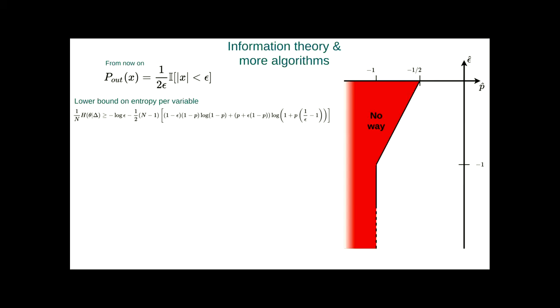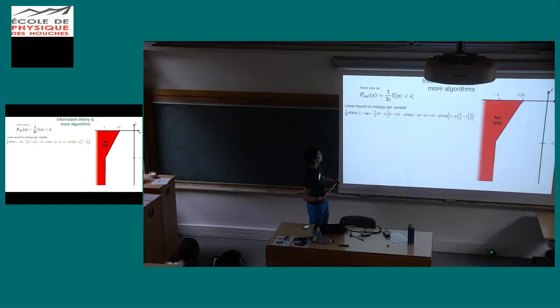Okay, so what else can we say about this problem? The first thing we do, to make calculations easier, is look at this form of P out. One can derive an information theoretical bound which excludes a whole region of the parameter space. This is the one you can see in red.